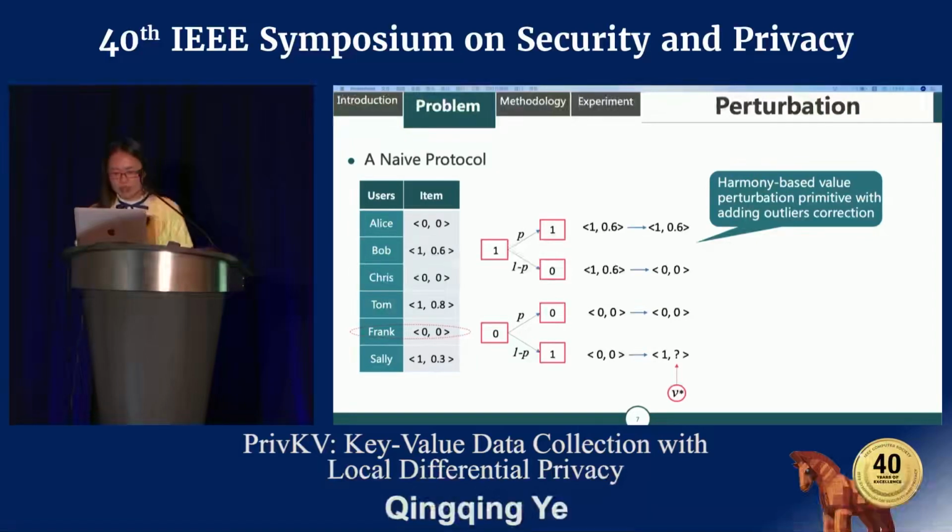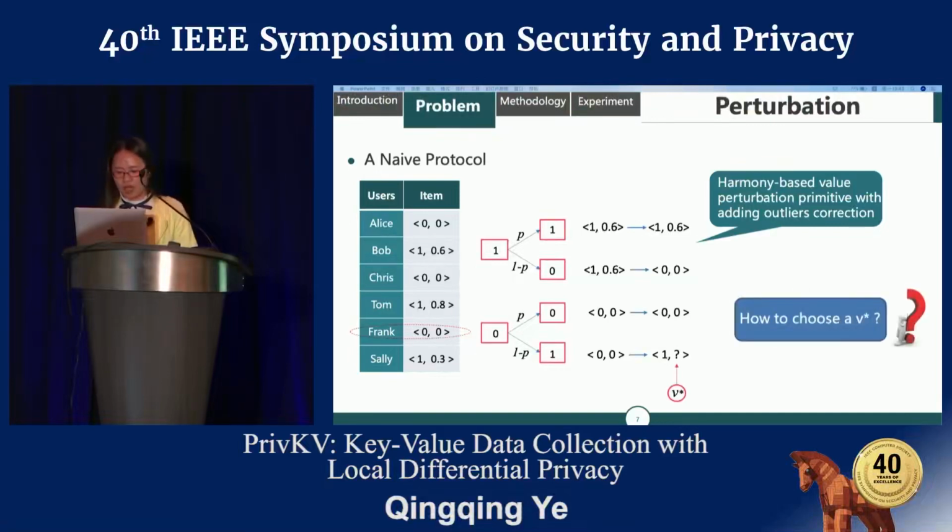Here the problem is when 0 is perturbed to 1, we need to assign a new value to it, shown as this V star. As users have no background knowledge about the true values, how to choose this value is a new problem. Here we use Harmony as a building block, and we further correct outliers by Harmony. As will be seen in the experiment, this correction will significantly improve the accuracy.